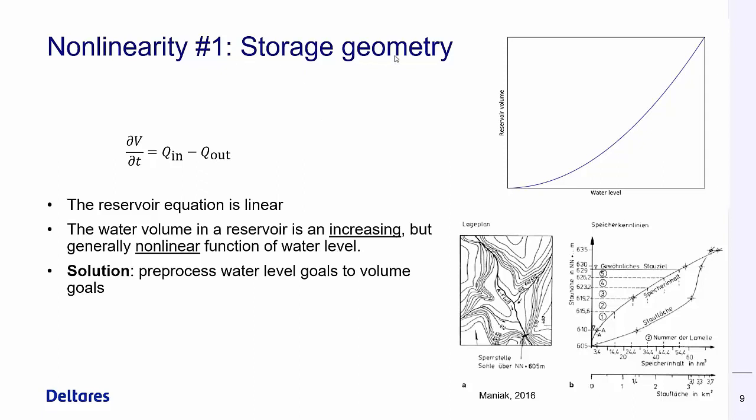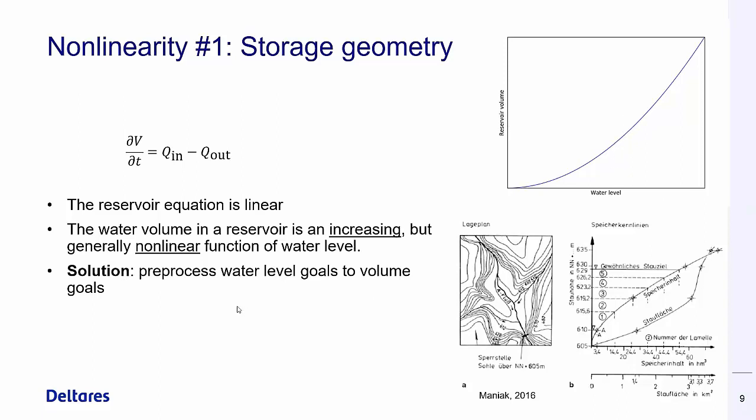Answer number 1, the storage geometry, the geometry of the reservoir. Here's our equation. This is a linear equation, but the water volume in a reservoir is an increasing but generally nonlinear function of the water level. So it could, for example, look like this. We have here water level, and the reservoir volume is related in a nonlinear way to the water level. Typical solution we apply is that we just use the volume instead of the water level, because with this function we can easily pre-process that.